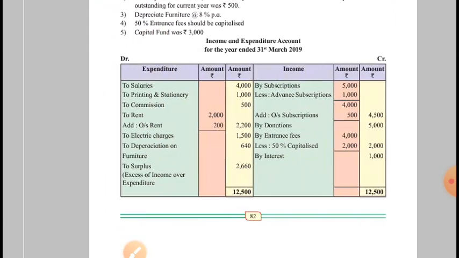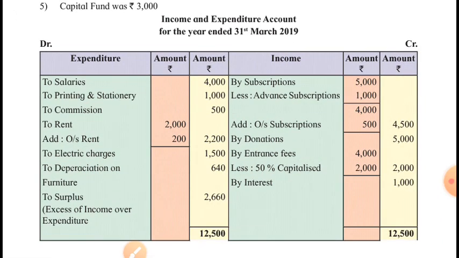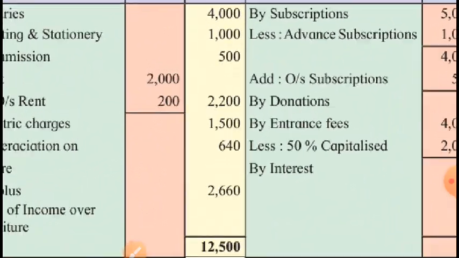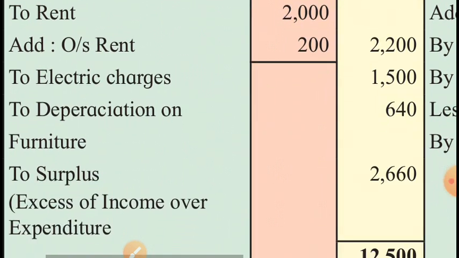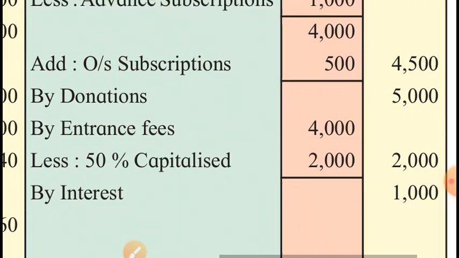And here we can see the solution. As I have already explained to you, in the same manner we can see the income and expenditure account: salaries, printing and stationery, commission expenses, rent plus outstanding total 2,200. Then electric charges, and expenditure for depreciation on furniture debited to this account.